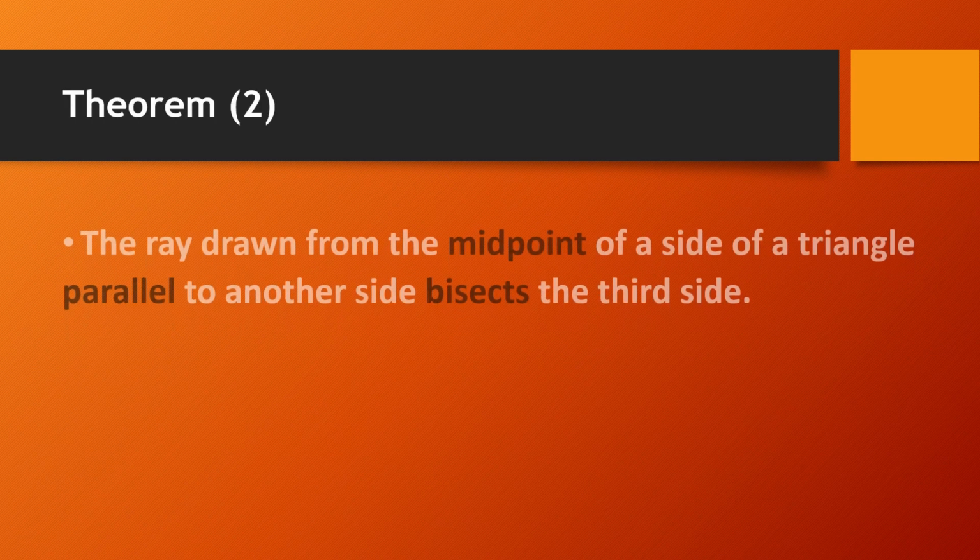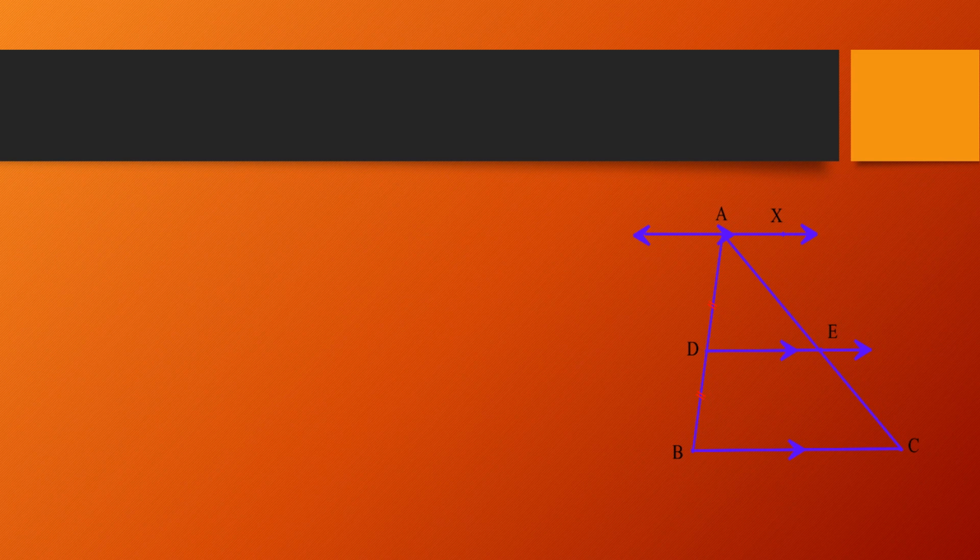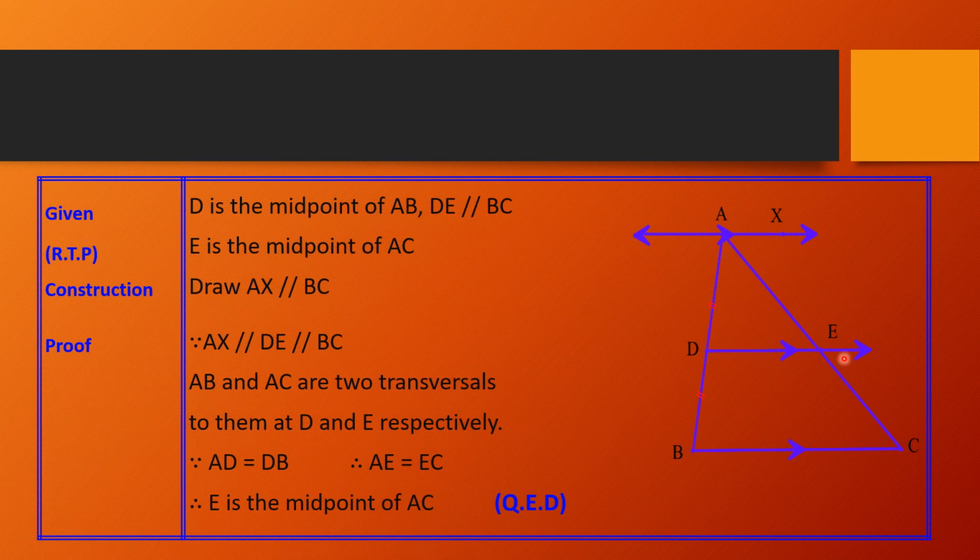Theorem 2. The ray drawn from the midpoint of a side of a triangle parallel to another side bisects the third side. In the opposite figure, D is a midpoint of AB and DE is parallel to BC. RTP, E is a midpoint of AC. So we will make a construction: AX is parallel to BC.